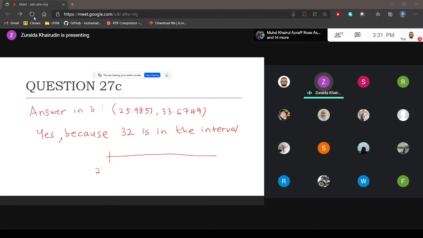Your number line now is from 25.9851 to 33.6749. This follows an ascending order. So 32 must be somewhere around here. So yes, it is in the interval. That is why the answer is yes. 32 is in the interval.